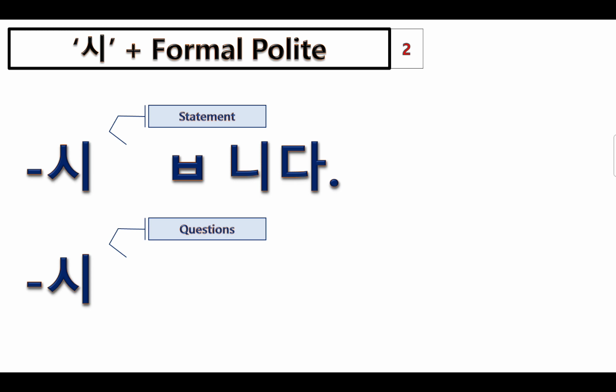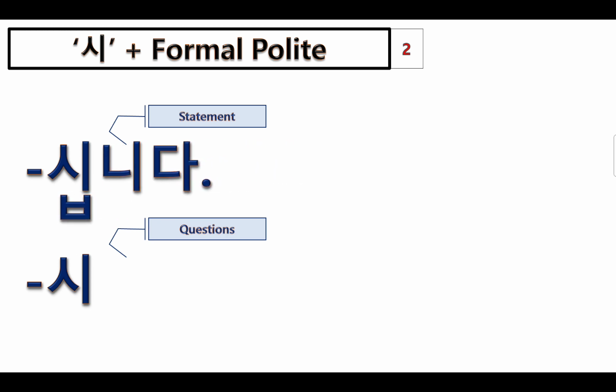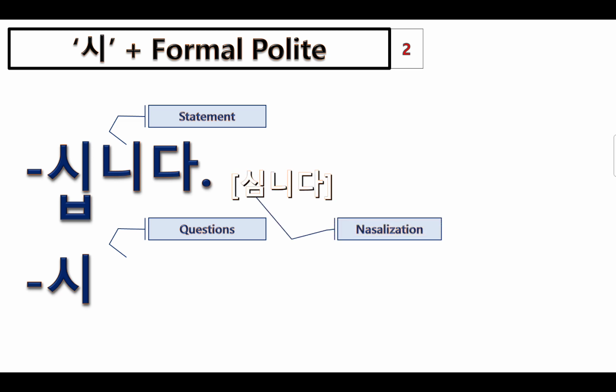Okay. So this is wrong. We don't write this way. So this 버 can be 받침 like this. So 십니다, 십니다, and in pronunciation we pronounce 십니다. 버 changes to 머. 버 changes to 머. So this is nasalization. 십니다, 십니다. 십 plus 버니다 together 십니다.